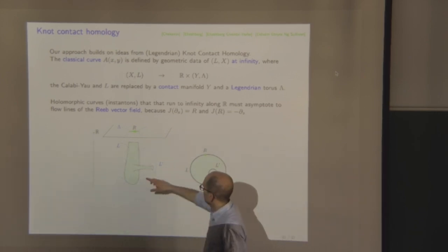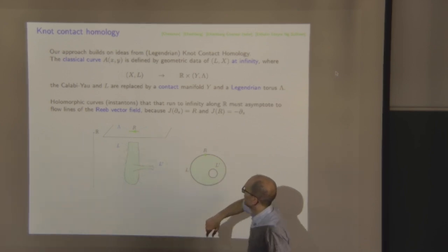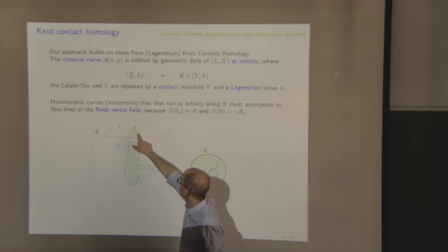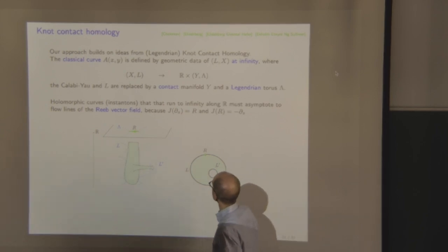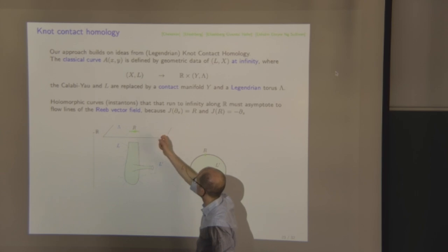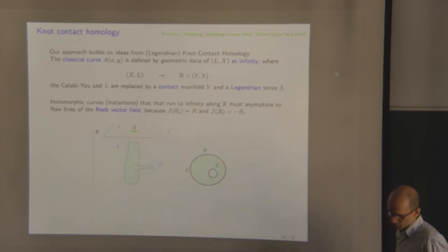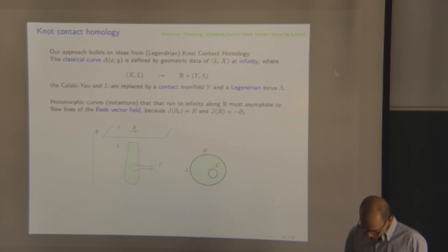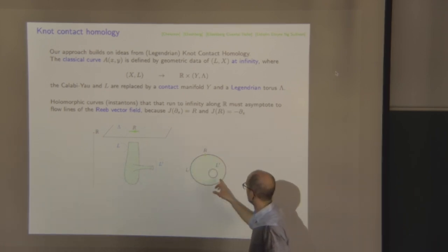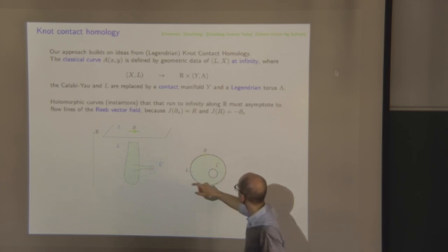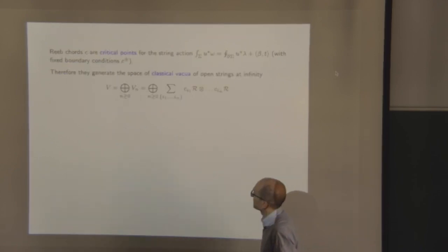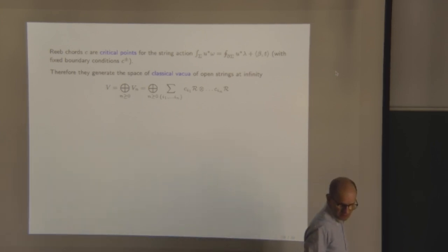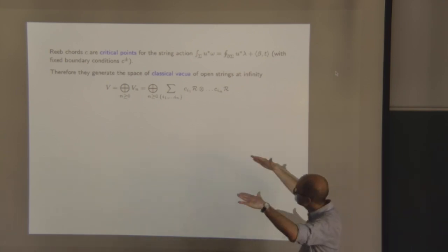So if a worldsheet runs to infinity, the fact that it's holomorphic implies that it must asymptote to a flow line of the Reeb vector field. That's just because the complex structure pairs the Reeb vector field with the radial direction. So you end up counting some worldsheets that have punctures along Reeb chords like this. And physically that makes sense because these Reeb chords are nothing but the critical points of the action function. In other words, they're the classical vacua for the strings at infinity.